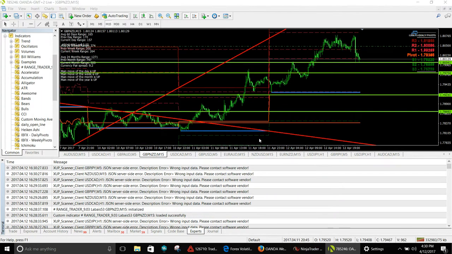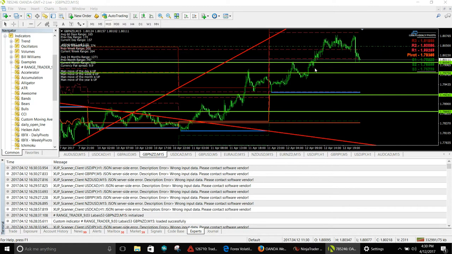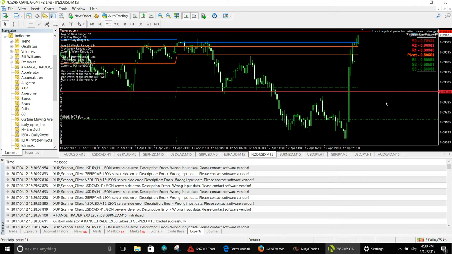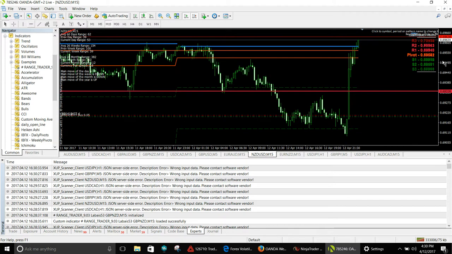Trading the Great British Pound New Zealand dollar. As you can see here, Great British Pound New Zealand dollar dropped due to the power zone. Also, I took a long trade on the New Zealand US dollar right down here, traders. It's actually still going up. It looks like it may close above the daily open line. Let's see what happens with that.